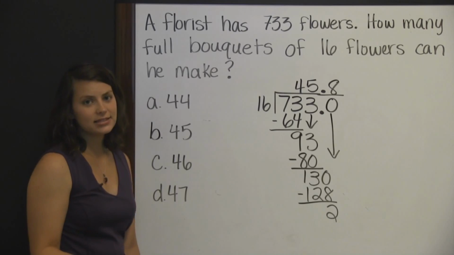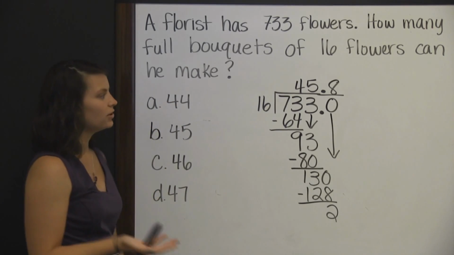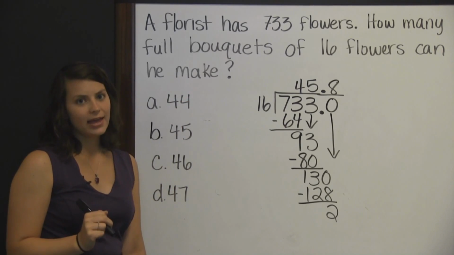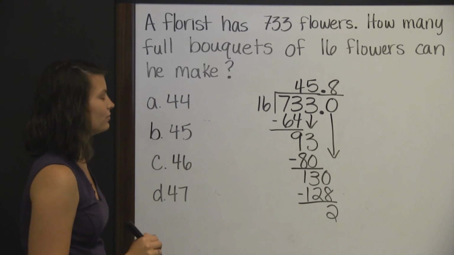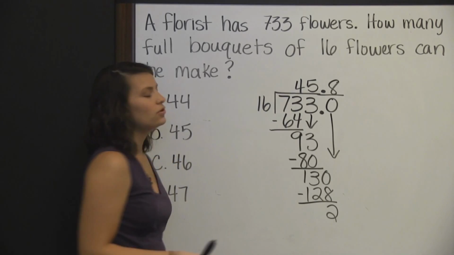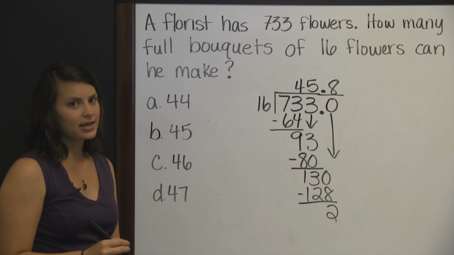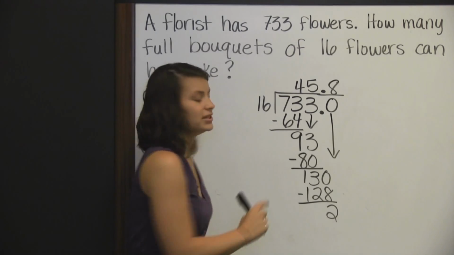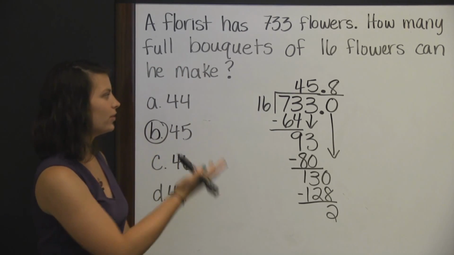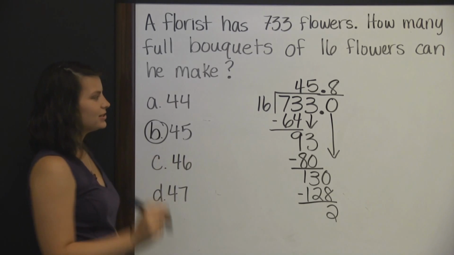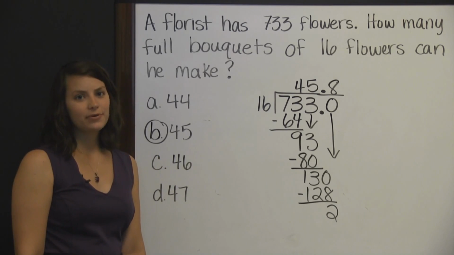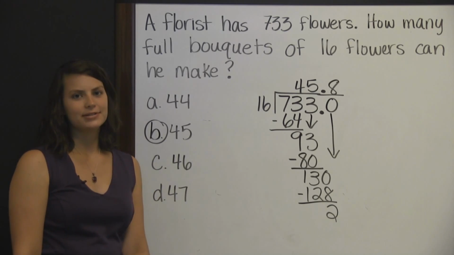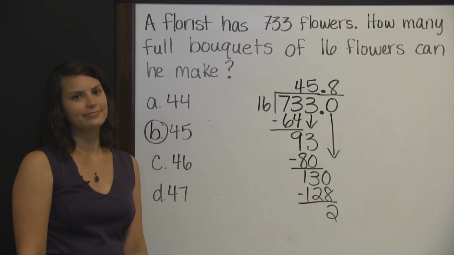But really, it's not necessary. If we look at our answer choices, we've already found our answer. We were asked how many full bouquets could be made out of 733 flowers, and we found it. You can make 45 full bouquets with some flowers left over. Actually, 13 flowers is what would be left over, or 8/10. So our answer is B. 45 full bouquets of flowers can be made out of the 733 flowers using 16 in each bouquet.